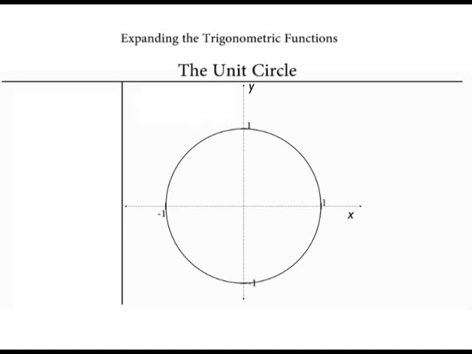Angles in this unit circle are measured from the positive side of the x-axis. Angles measured anti-clockwise are positive. So this is positive 60 degrees. And this is positive 120 degrees. Angles measured clockwise are negative. So this is negative 50 degrees. And this is negative 140 degrees.